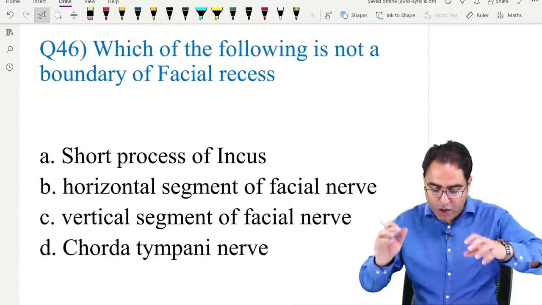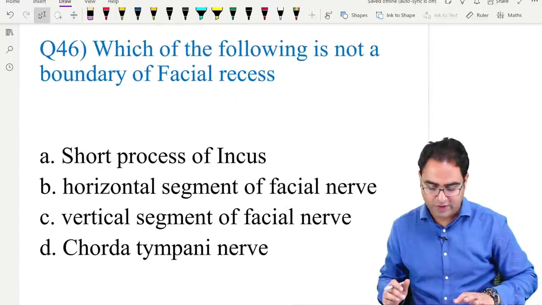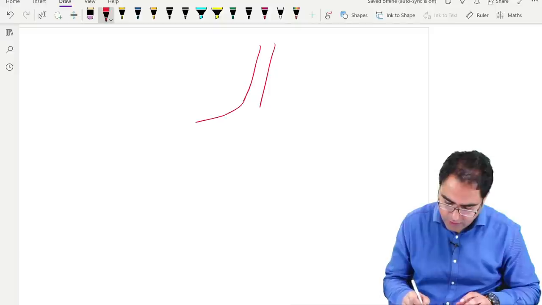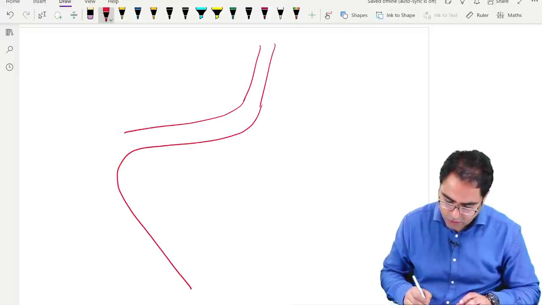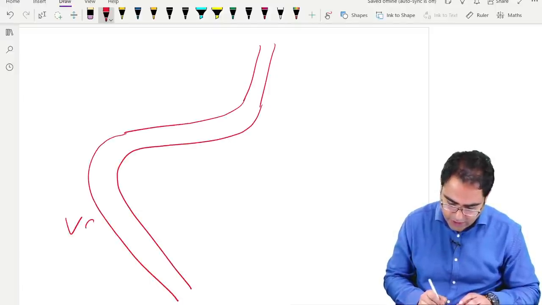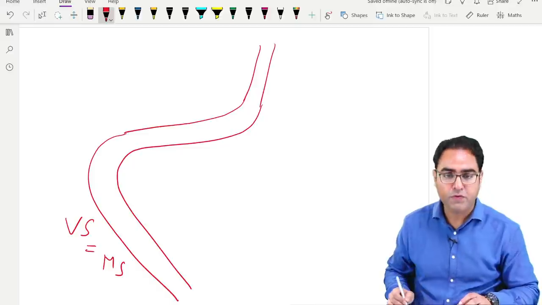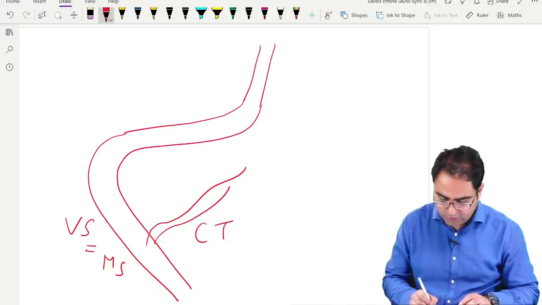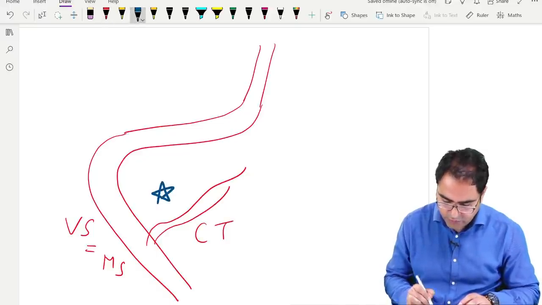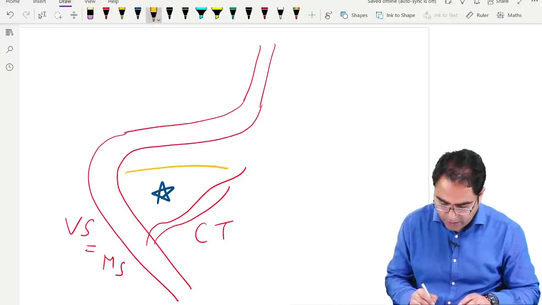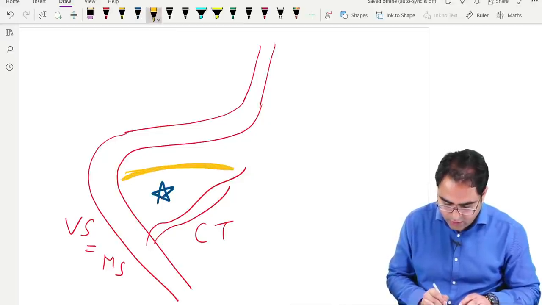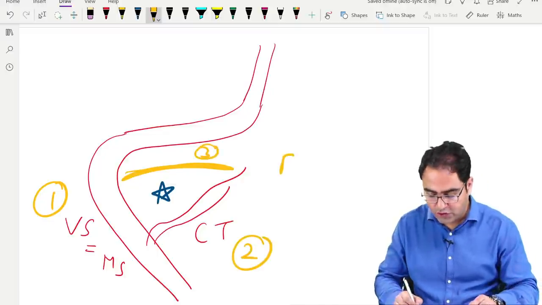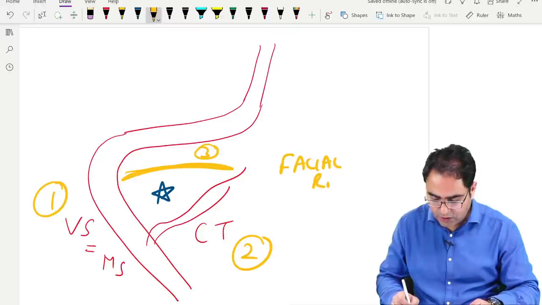46th question, beta. Which of the following is not a boundary of the facial recess? Now please see on the screen. Facial recess, beta. This is the facial nerve: labyrinthine segment, horizontal segment, vertical segment. The vertical segment is also called the mastoid segment of the facial nerve. From there, one nerve comes off, the chorda tympani. This star area is the facial recess, and this third boundary is here, beta. One boundary, second boundary, third boundary. The star represents the facial recess.